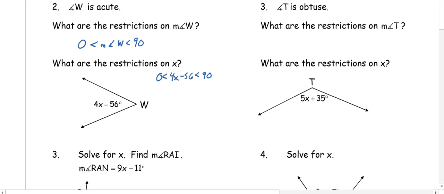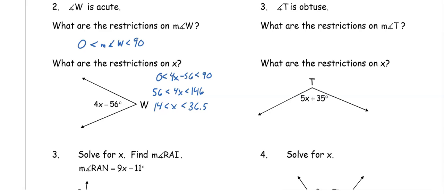Now, in order to solve, whatever we do in the middle to get x by itself, we have to do to both ends. So first we're going to add 56. So 56 is less than 4x, which is less than 146. When we divide by 4, we get 14 is less than x, which is less than 36.5.